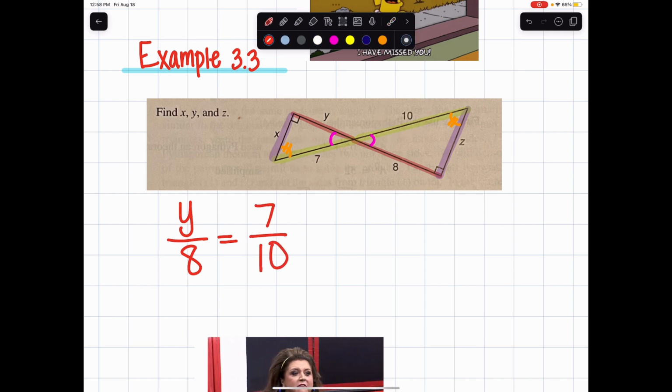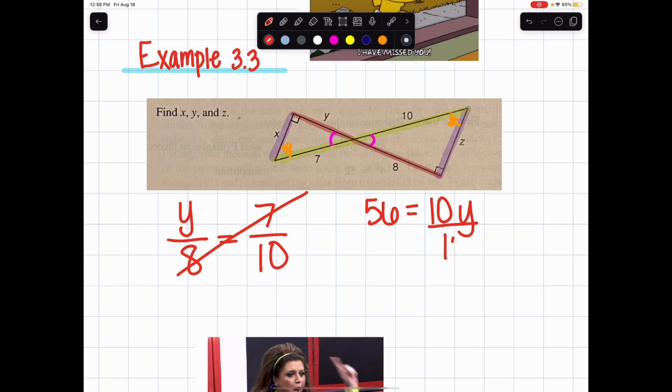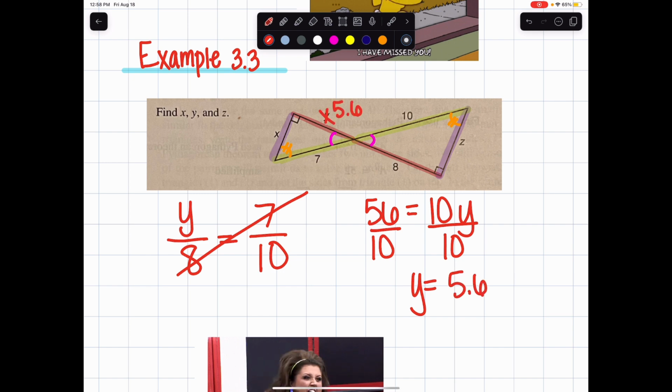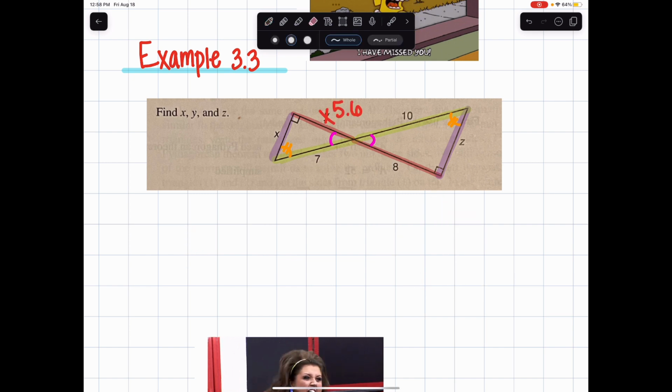Cross multiply. 8 times 7 is 56 is equal to 10y. Divide both sides by 10. Y is equal to 5.6. That was fun. But how in the heck do we solve the rest of the problem?